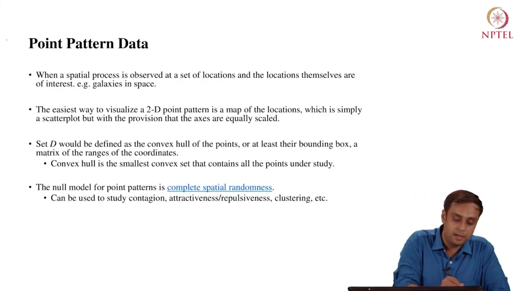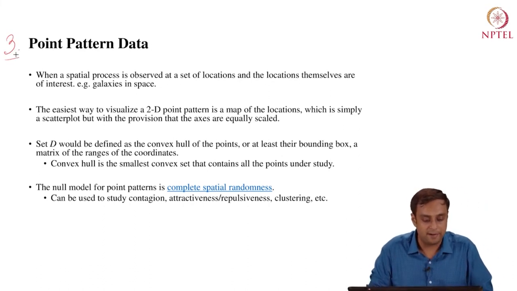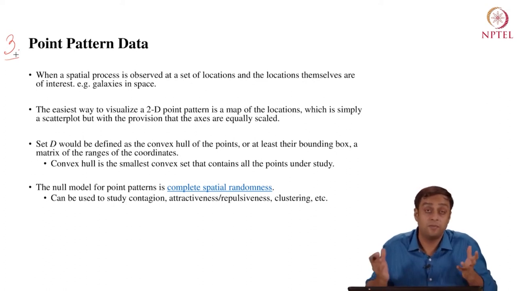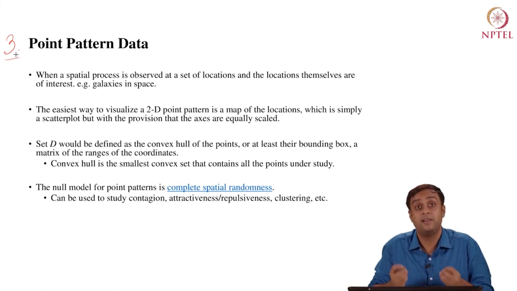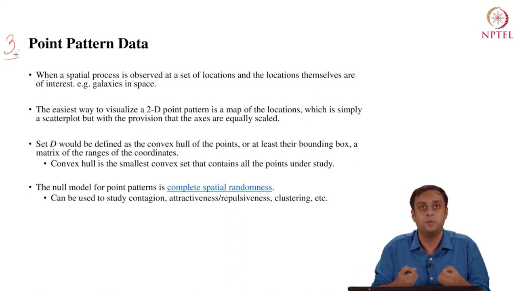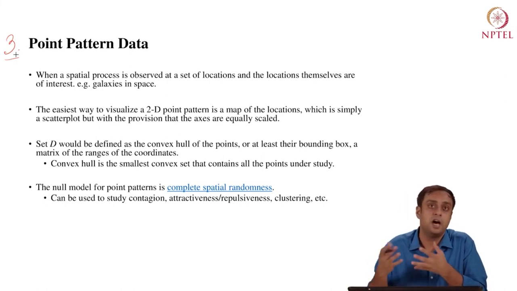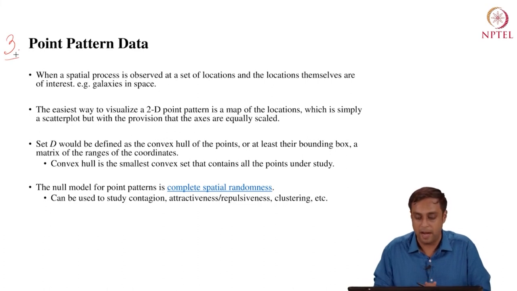The third kind of data is called point pattern data. When a spatial process is observed at a set of locations and the locations themselves are of interest, in the sense that they are a random variable of interest, then those spatial processes are modeled as point patterns.